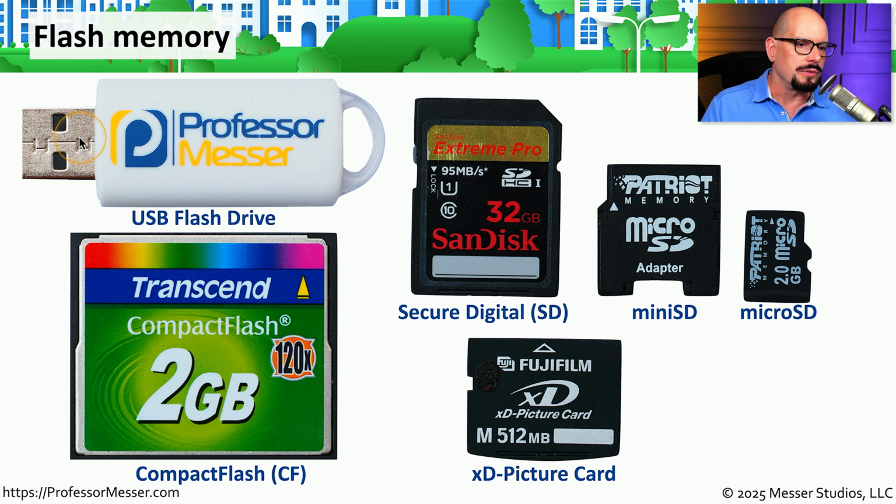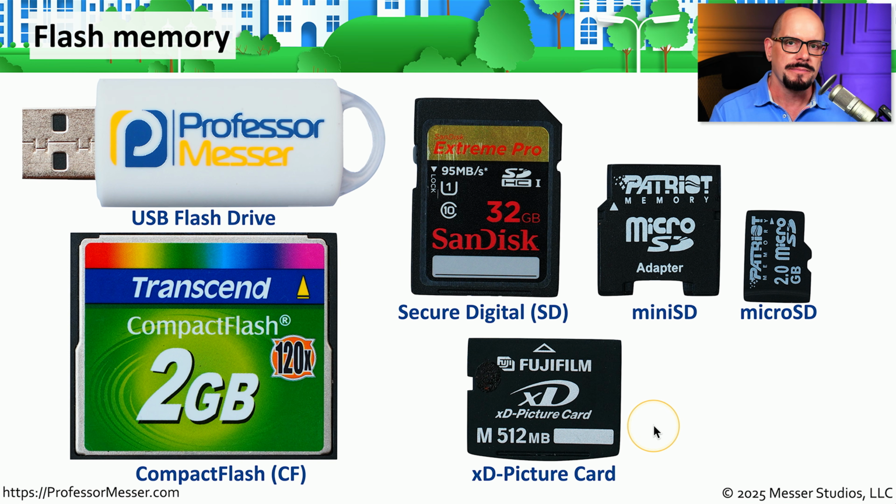USB flash drives you'll find being used almost everywhere, but there are other types of flash drives as well. One of the original and now relatively large types of flash storage is the compact flash, or CF. SD cards, for secure digital, are often used in mobile devices, and if you get into very small devices, you may find Mini-SD or micro SD being used. And if you have an older digital camera, you might find that it uses flash drives in the XD picture card format.